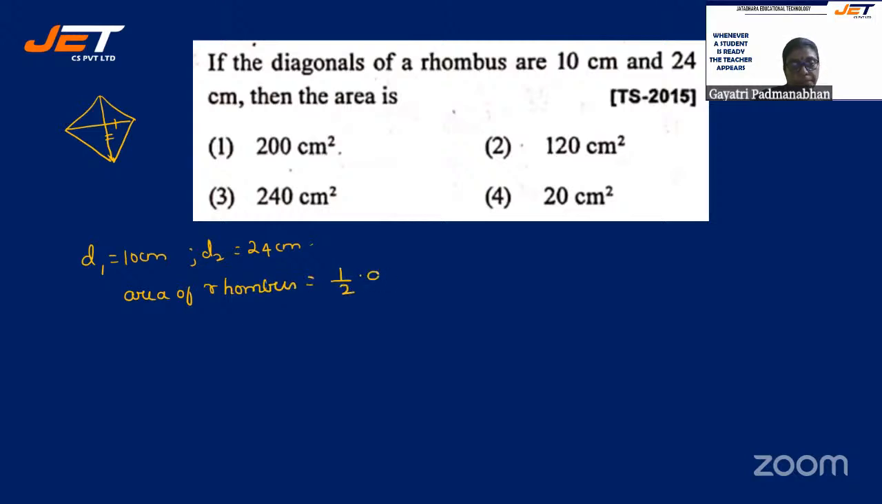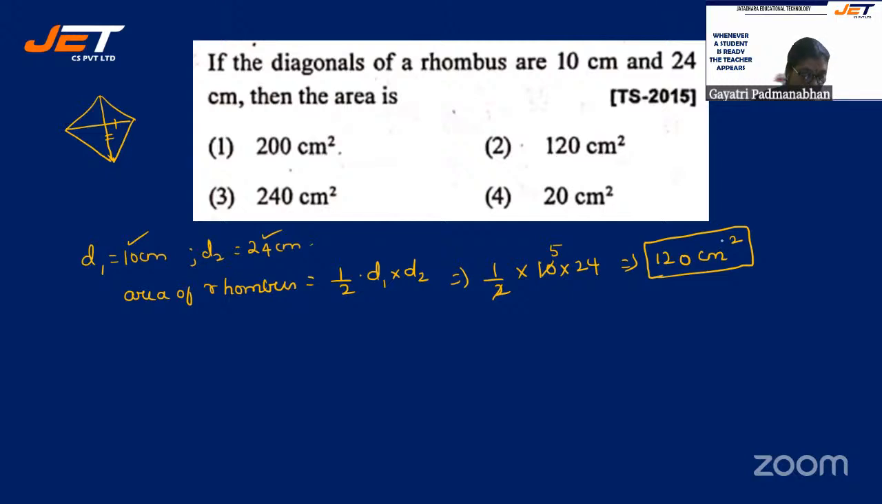Half into D1 into D2, which implies half into D1 is 10, D2 is 24, which implies 2 5s are 10, 5 4s are 20, plus 10, 120 centimeter square. Why square? Because area will always be represented by centimeter square. So this is the answer. All right, students, hope you have understood. Let's quickly move on.